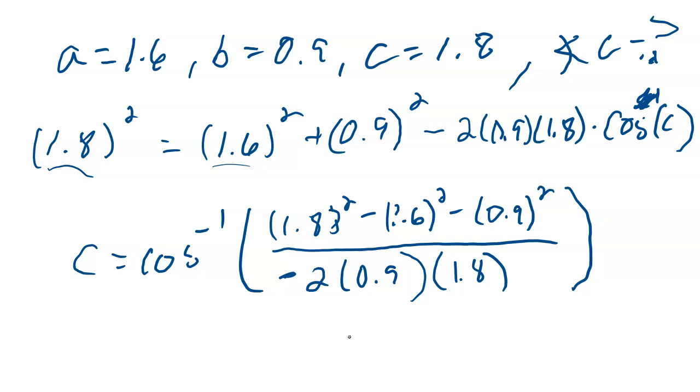Just being lazy. I know it's like saying being lazy, but it's more work over the course of the problems. But whatever. Minus 0.9 squared, all divided by negative 2 times 0.9 times 1.8. Would you give me an 87.7?